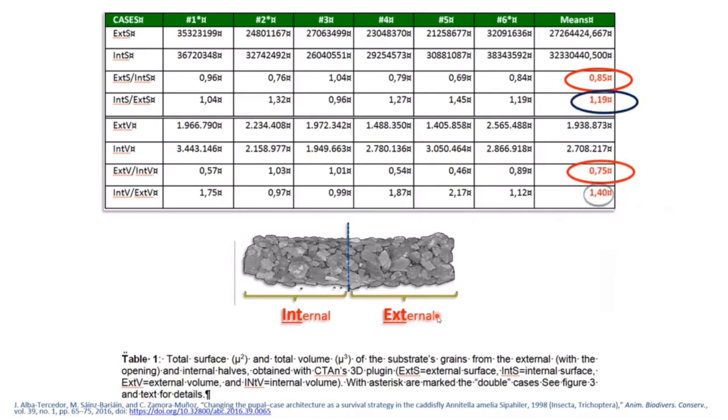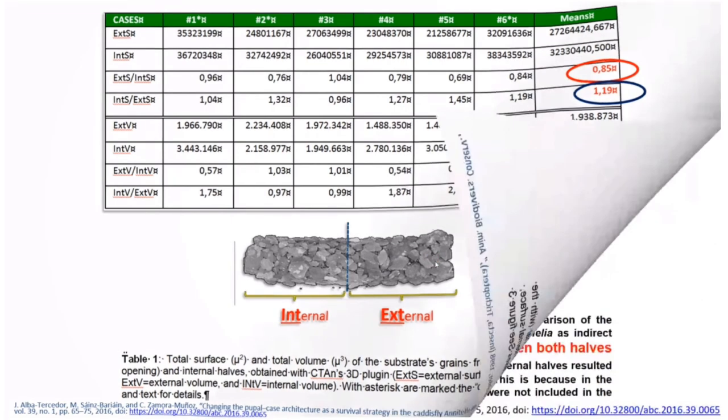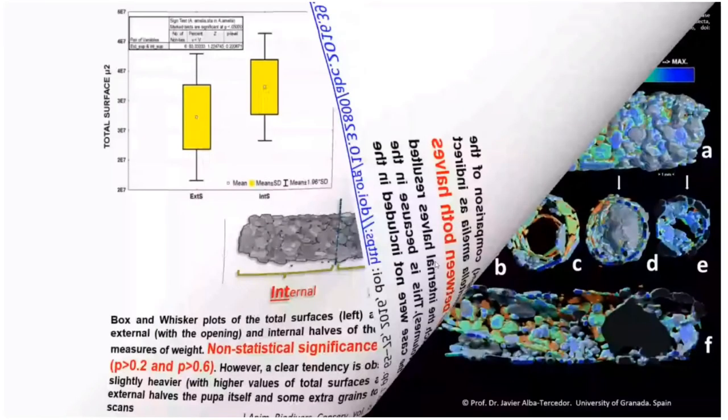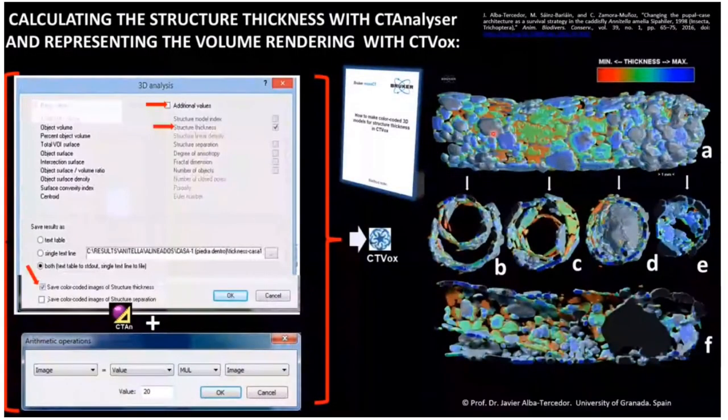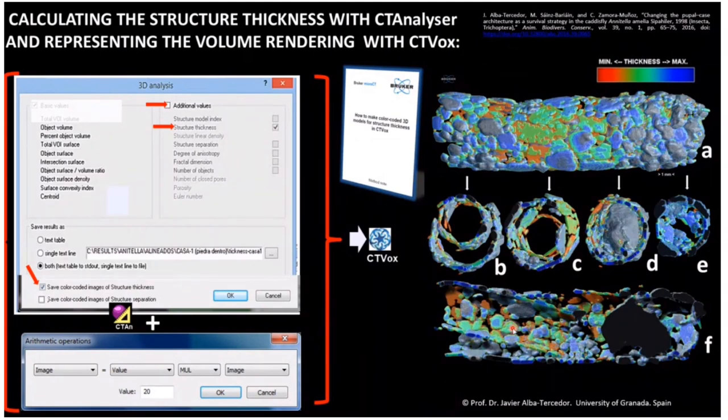But the most important thing, the external part is always somewhat lighter because the tube came from a pupa that had already emerged, the adult. So here is the same thing. Even representing the thickness structure in different colors, we can see that the thicker structures are in both tips. And the new tube is constructed with very light material.